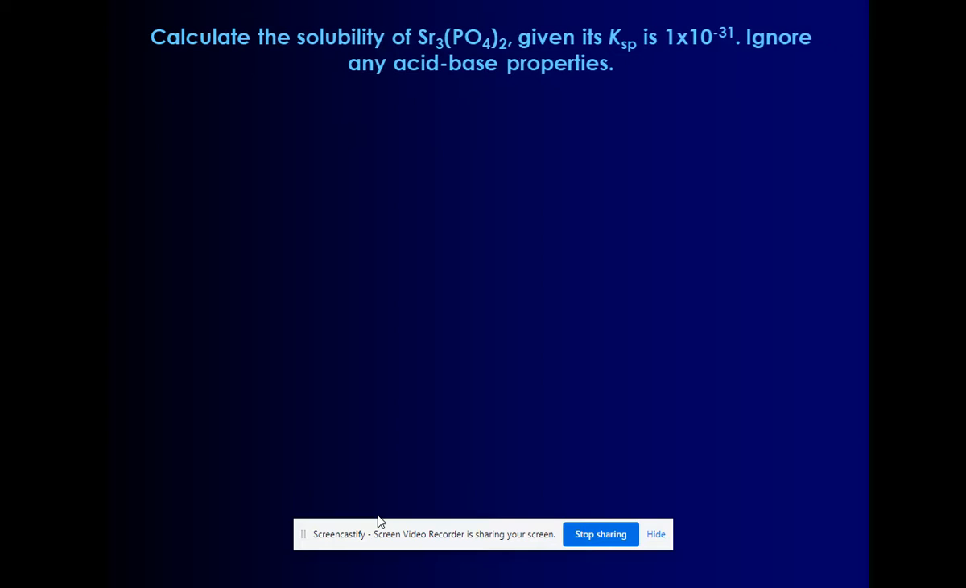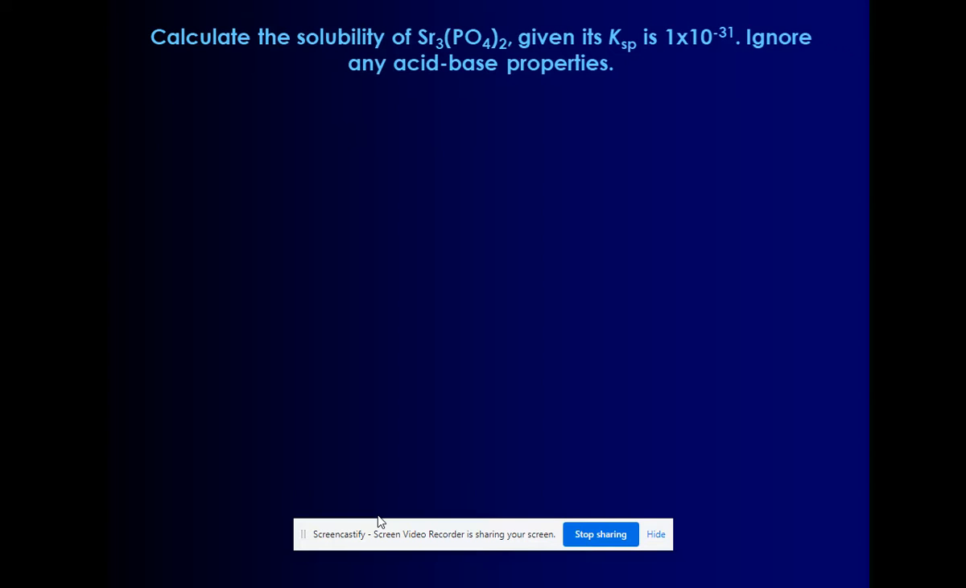The next question we are asked to do is to determine, going backwards to this last one, we found the Ksp from the solubility. Now we're going to find the solubility given the Ksp. You're told to ignore any acid-base properties because phosphate is a conjugate base. So if you had a pH other than 7, it could influence the solubility of that compound. If we want to find the solubility of strontium phosphate, we need to be able to write its Ksp expression in terms of those ions.